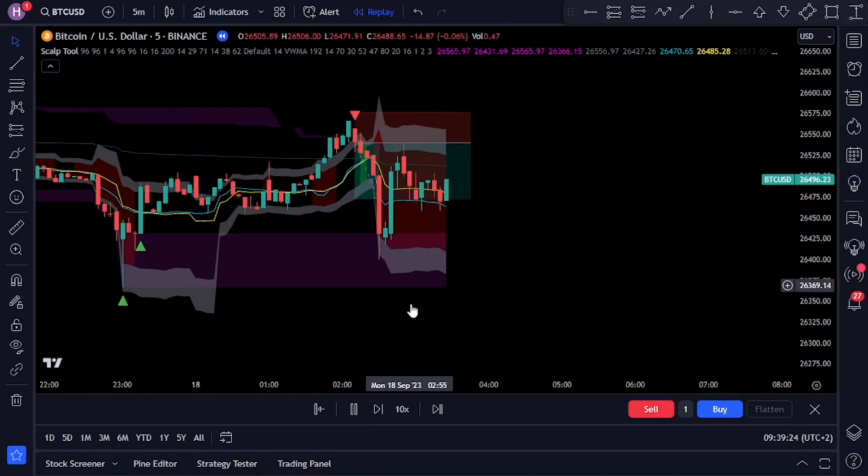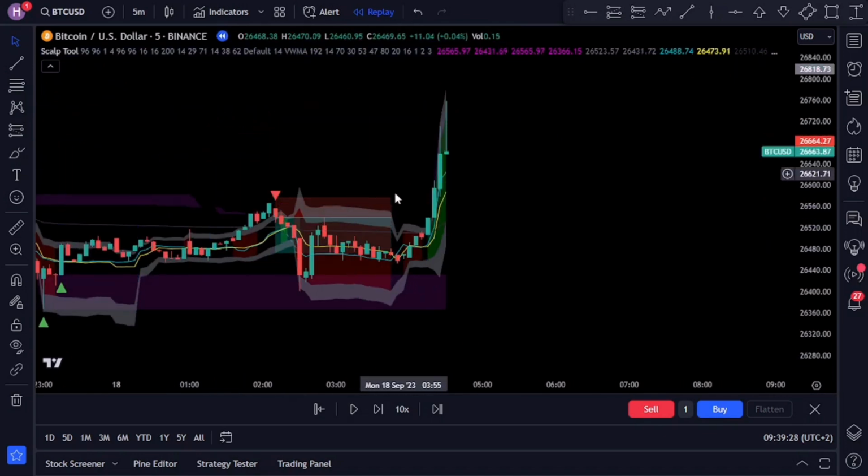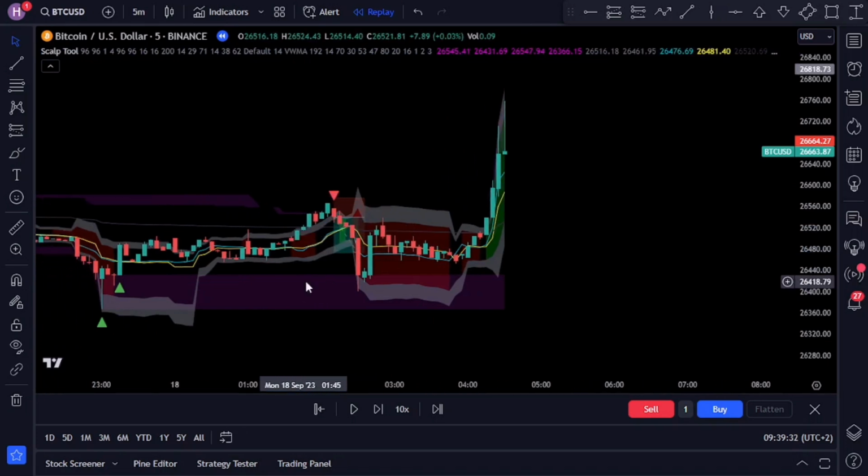What you'll notice is that this all-in-one tool offers incredible flexibility and customization. It's recommended that you backtest the indicator and strategy against your preferred time frame and instrument.